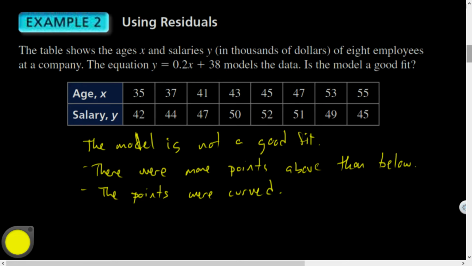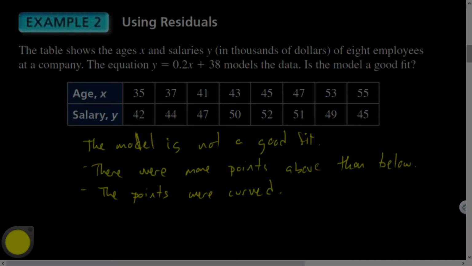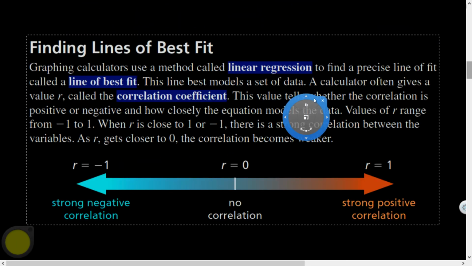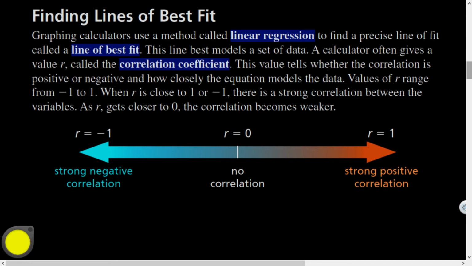All right, one last thing we're going to talk about, which is that r squared I told you guys about. All right, so we're going to go down to example 3, but before we get there, I got to talk to you about a correlation value. Finding lines of best fit. Graphing calculators use a method called linear regression. That's the same thing that your spreadsheets, Excel, Desmos uses to find a precise line of fit called the line of best fit.